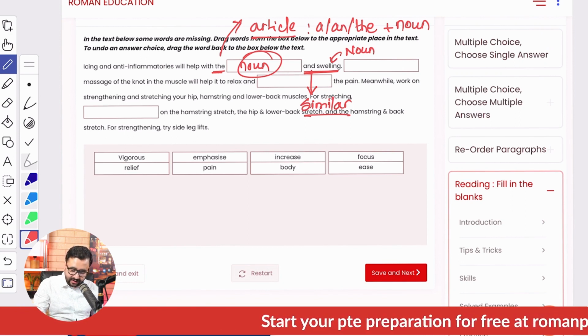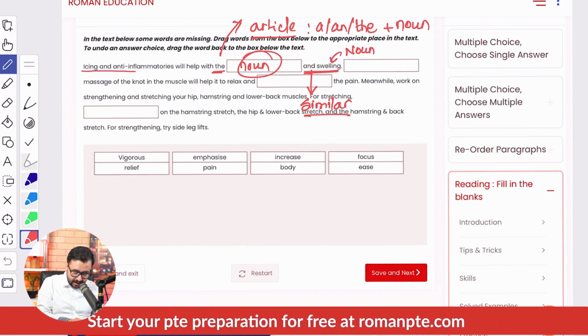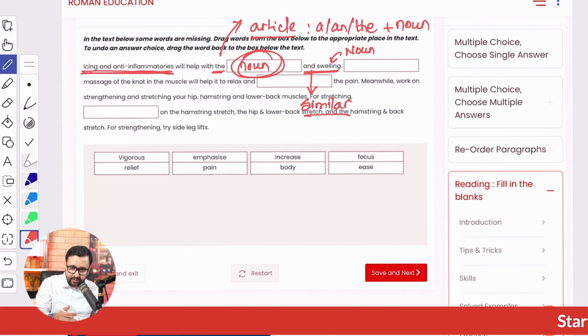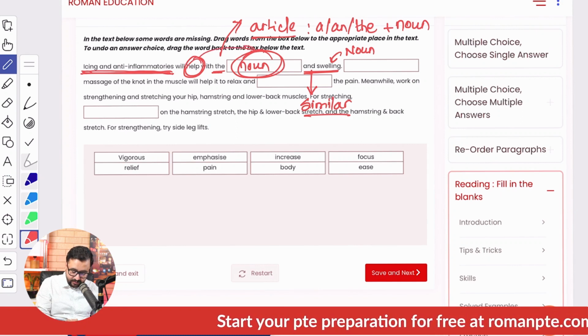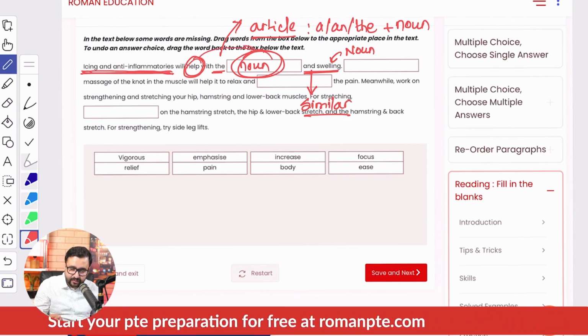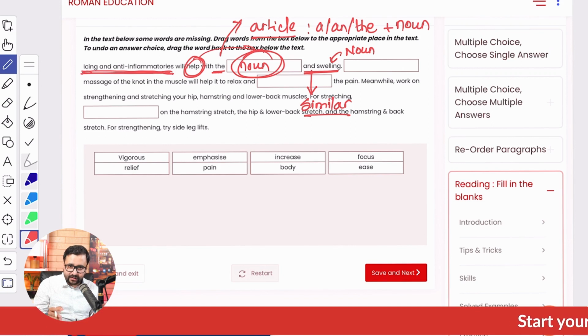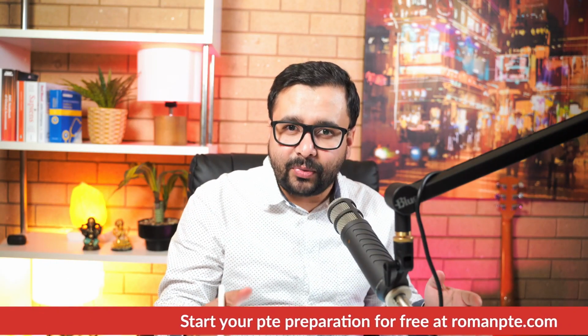Second thing, logically, whatever this word is, it is related to icing and anti-inflammatories. And if you take icing and anti-inflammatories, this thing can be solved because icing and anti-inflammatories help with this. So this is something that gets reduced when you take icing and anti-inflammatories. So we have these two pieces of information now. First, the word we are looking for is a noun, and second, the word we are looking for is something that is helped by taking drugs, that means anti-inflammatories, or icing.